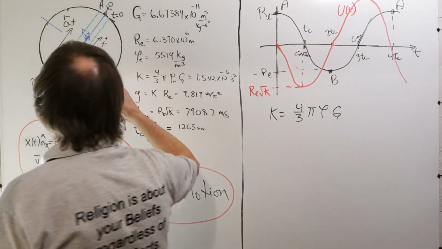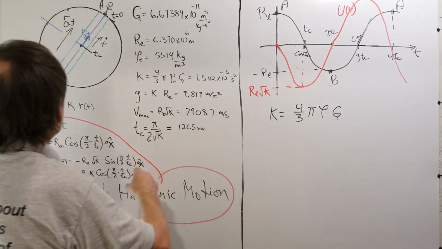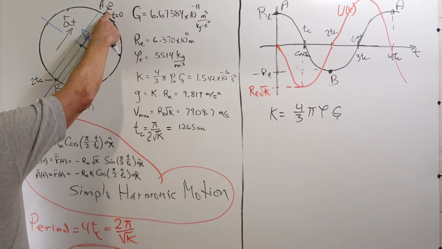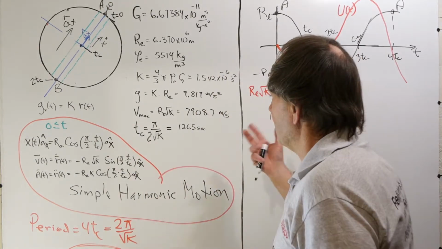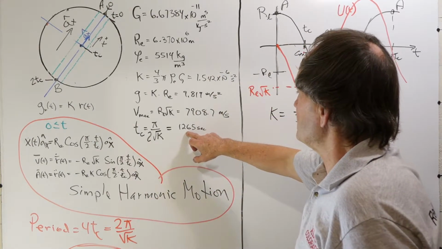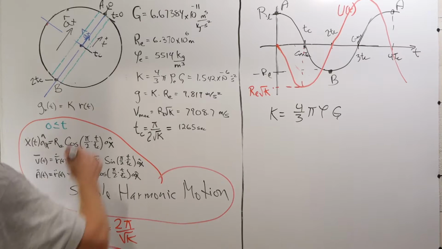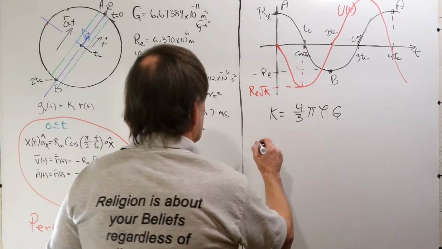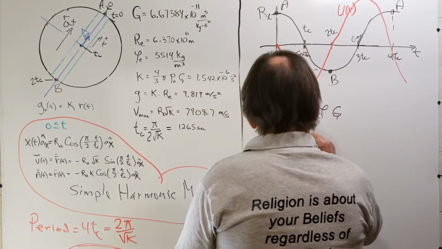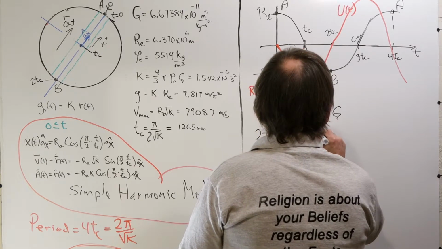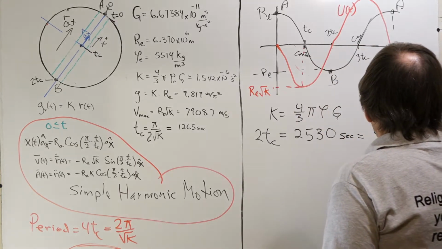It doesn't matter how large the planet is, if it's all composed of the same type of material, the same type of rock, the time that it takes to fall to the center is always the same. It's a fundamental property. It's 1265 seconds to reach the center, and to go from one side to the other is twice this. So twice Tc is 2,530 seconds, or approximately 42 minutes.